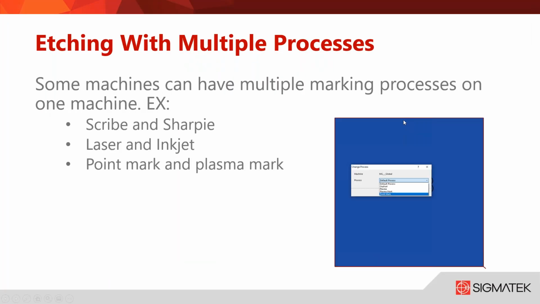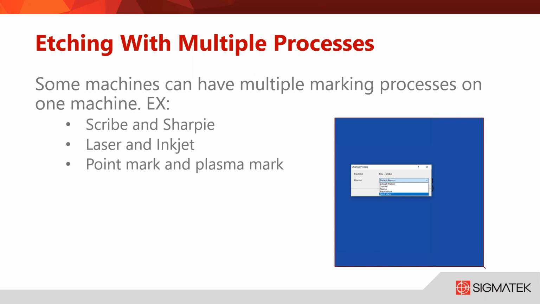Now next up, we have etching with multi-process. So what this is saying is some machines have multiple marking processes on one machine. For some of our examples, we have scribe and Sharpie, which is usually going to be found in routers. We have lasers and inkjet. We have point mark and plasma mark, which is what we'll take a look at today.